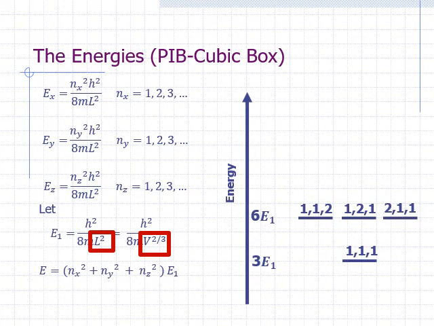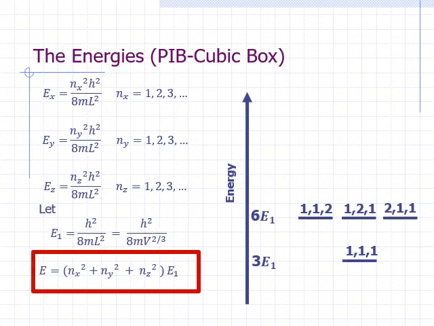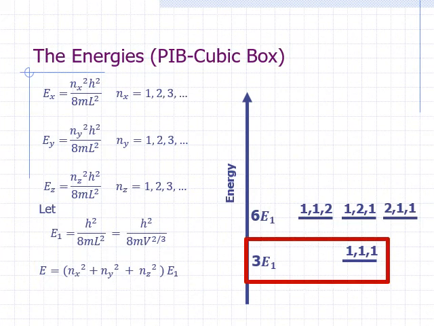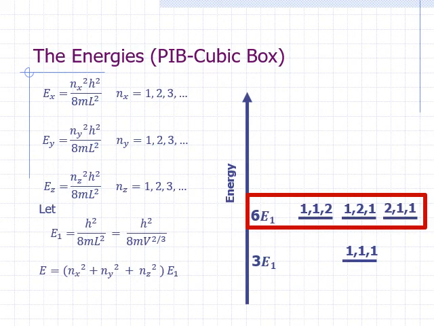It should be easy to show that the energy of the particle is just E sub 1 times the sum of n sub x squared, n sub y squared, and n sub z squared. Therefore, the ground energy level will be the case where all three quantum numbers are equal to 1. 1 squared plus 1 squared plus 1 squared is 3. So the ground energy is 3 times E sub 1. We get the first excited energy level when one of the three quantum numbers is 2. 1 squared plus 1 squared plus 2 squared is 6. So the first excited energy level is 6 times E sub 1.